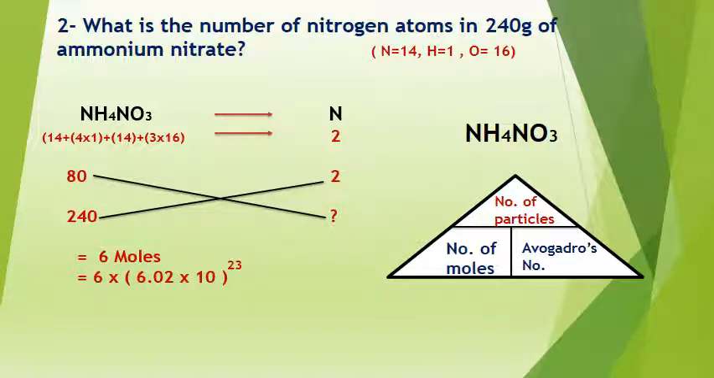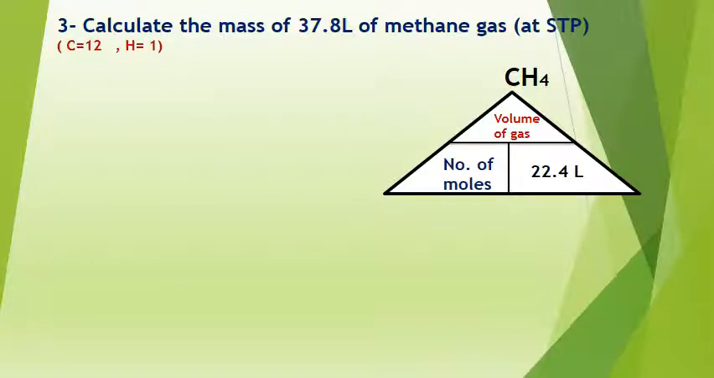Okay? Let's go to know another type of problem, number 3. Calculate the mass of 37.8 liter of methane gas at standard temperature and pressure. STP represents standard temperature and pressure. By knowing that the molar mass of carbon equal 12 and the molar mass of hydrogen equal 1. Pay attention, you must know the chemical formula of methane. Methane is CH4.